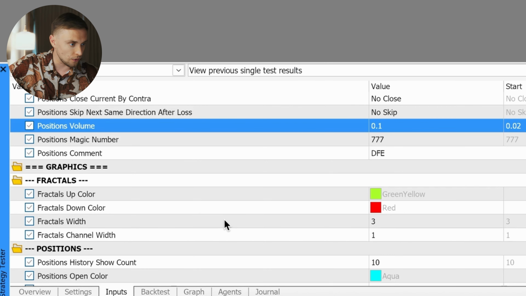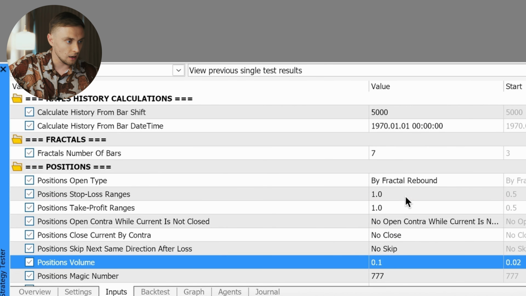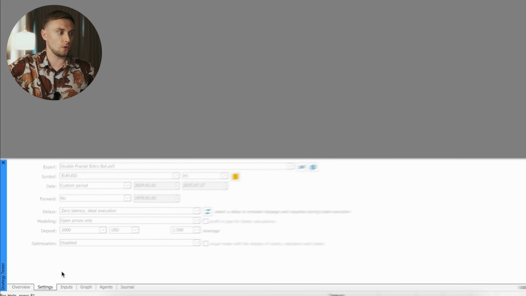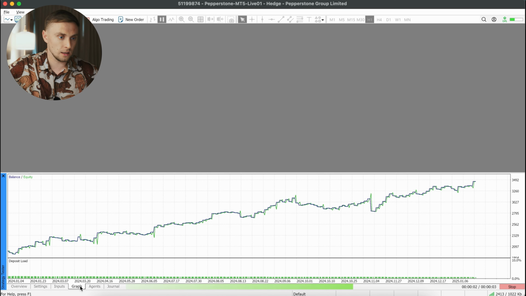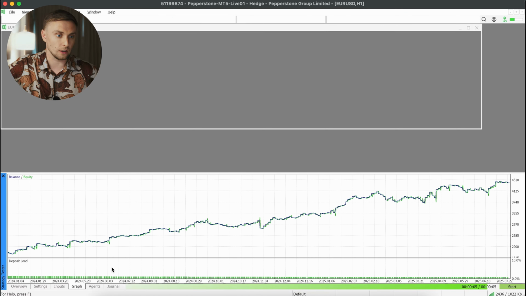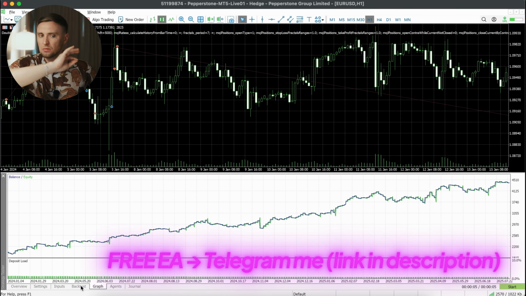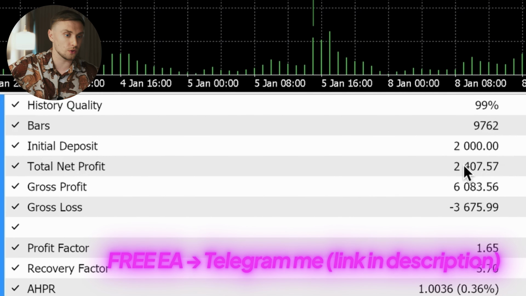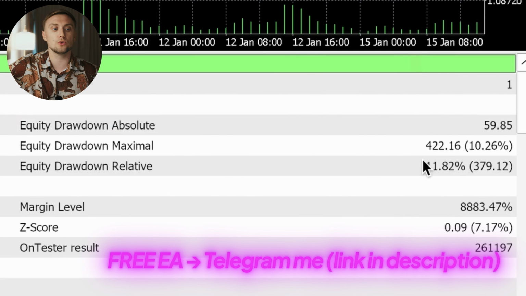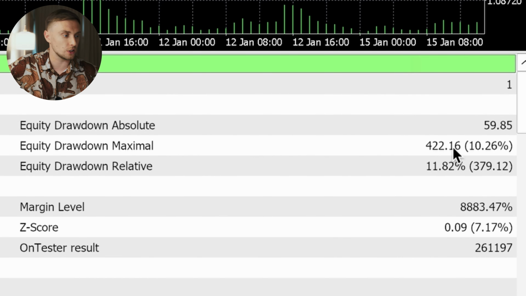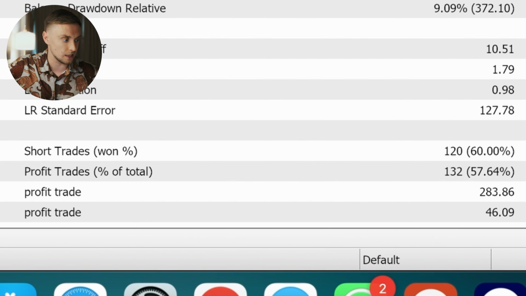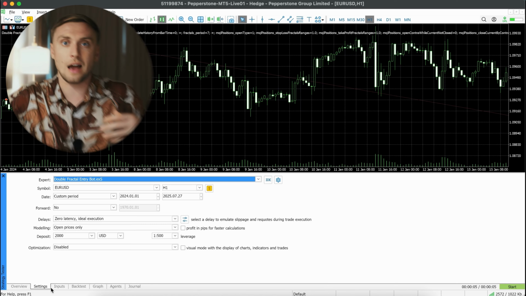And right now the first option how we can trade, this is bifractal rebound. Let's do the things to check exactly how it's working. So we can see the results, the equity it's pretty smooth, and we have total net profit of $2,400, maximum drawdown, maximum risk was $422, recovery factor 5.7, which is not bad at all, and profit rate 57. So with these results I'm pretty happy.